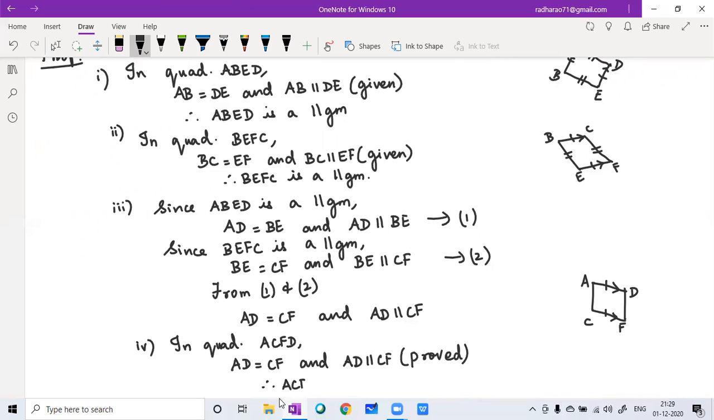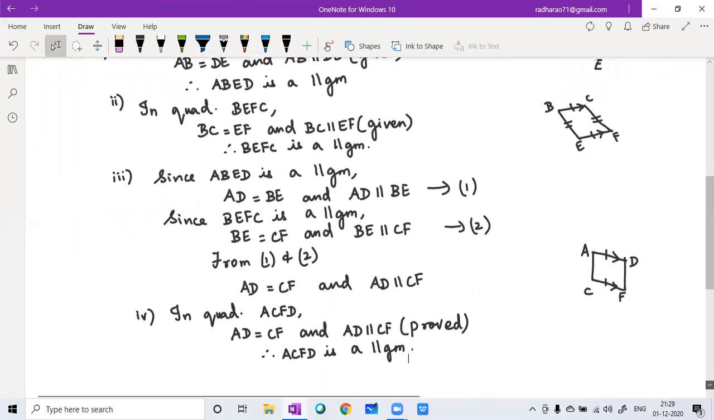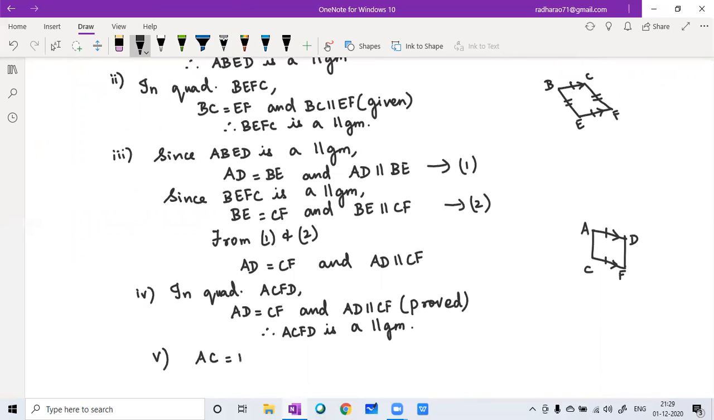Therefore, ACFD is a parallelogram because in any quadrilateral, if one set of opposite sides is parallel and equal, then it becomes a parallelogram. Again, in any parallelogram, not only one set of opposite sides will be parallel and equal, the other set of opposite sides will also be parallel and equal. So I can say AC is equal to DF because opposite sides of a parallelogram are always equal. So AC equal to DF.